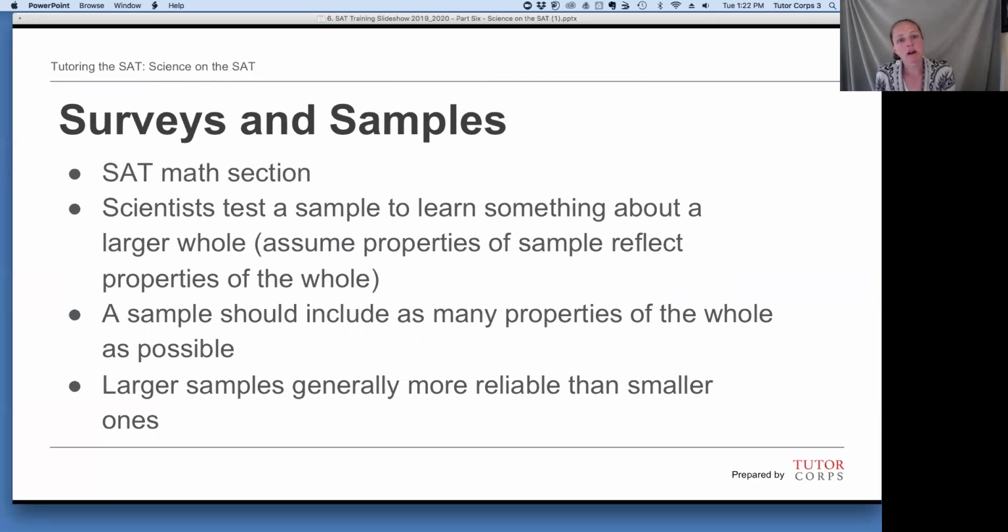It's also important to provide students with a quick primer about surveys and samples because it's likely they might encounter a survey or sample question on test day, specifically in the math section. So the things to teach students and keep in mind are that scientists test a sample to learn something about a larger whole, and they assume the properties of that sample reflect the properties of the whole. So therefore, a sample should include as many properties of the whole as possible. Larger samples generally are more reliable than smaller ones, and that's all you really need to know. Knowing this small amount of information means students should be able to handle any survey or sample question they encounter on test day.